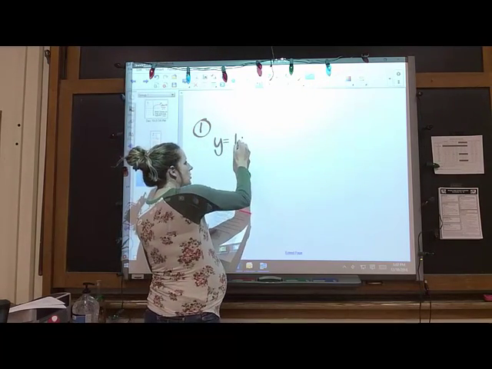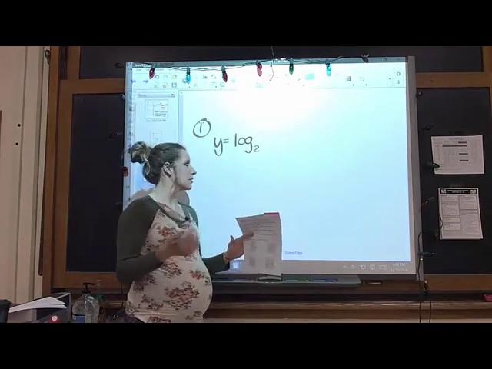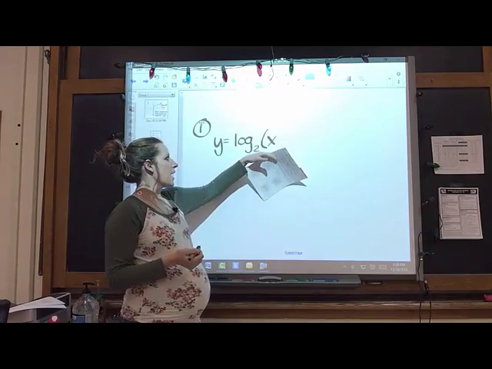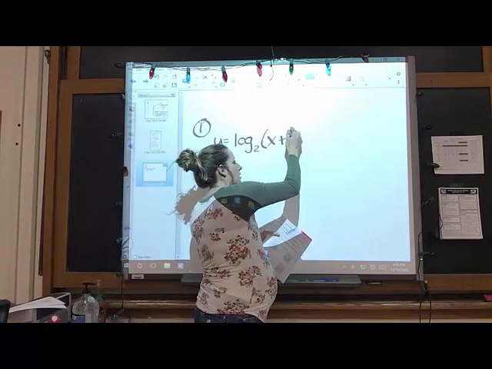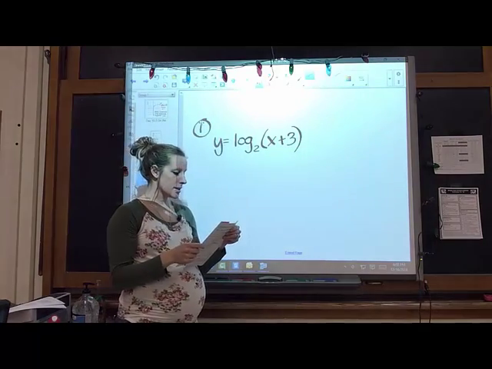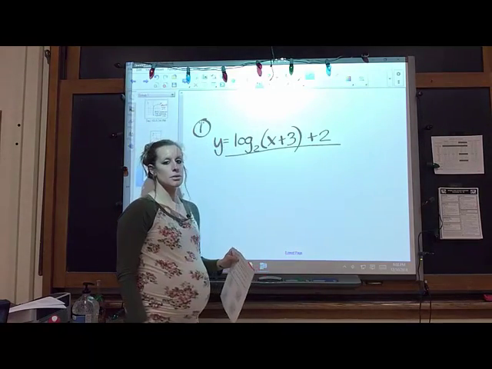So if we want to move that log function to the left, it's going to have to be in parentheses. Okay, and remember, it does the opposite. So we're going to have x plus 3. That way it moves to the left. Okay, and up 2 will be at the very end, plus 2.